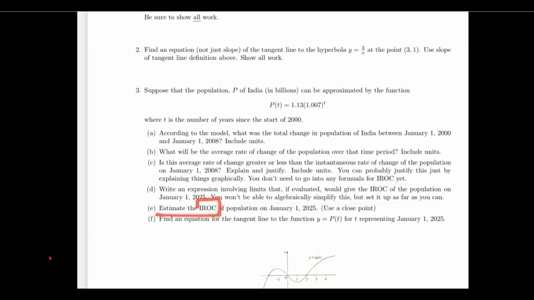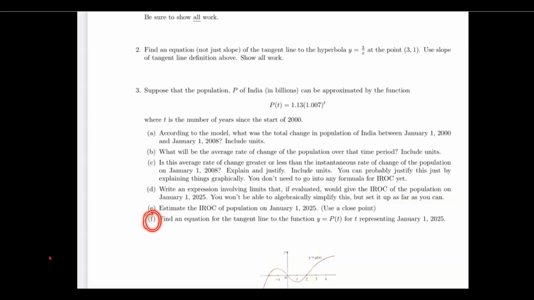Estimate the instantaneous rate of change of the population on January 1st, 2025, and you're going to use a close point. Because in part D we realized we couldn't do it algebraically, we'll do what's called numerically, where we look at t equals 25, and then maybe t equals 25.0001, and find the average rate of change between those two, and that will be a proxy for the instantaneous rate of change at 25. It's not exactly right, but it's the best we can do in this problem.